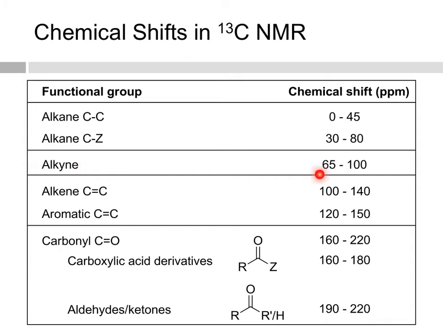Alkynes are between 65 to 100 ppm. Alkenes are between 100 to 140. Aromatic carbons are between 120 to 150 ppm. The carbonyl group is generally between 160 to 220 ppm. You should, however, know the subdivisions, so carboxylic acid derivatives are between 160 to 180 ppm, while aldehydes and ketones are further downfield at 190 to 220 ppm.